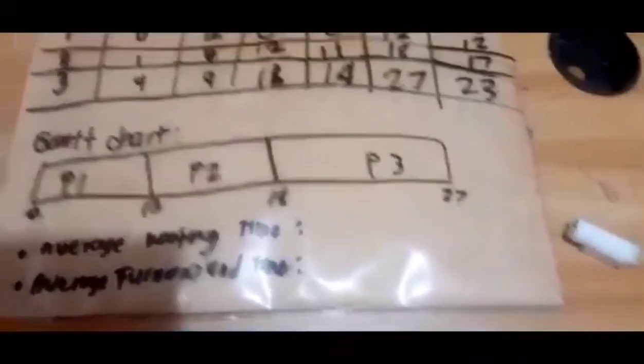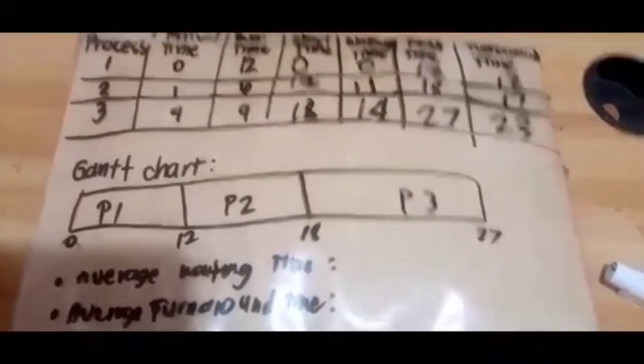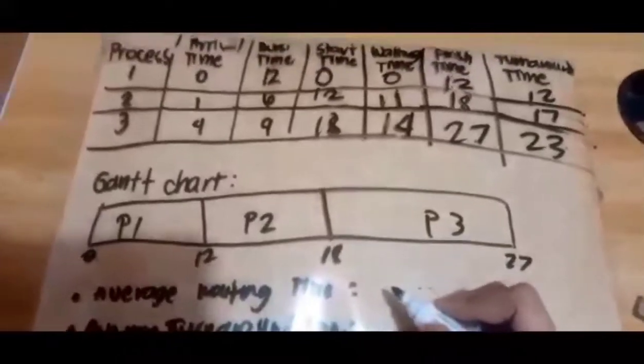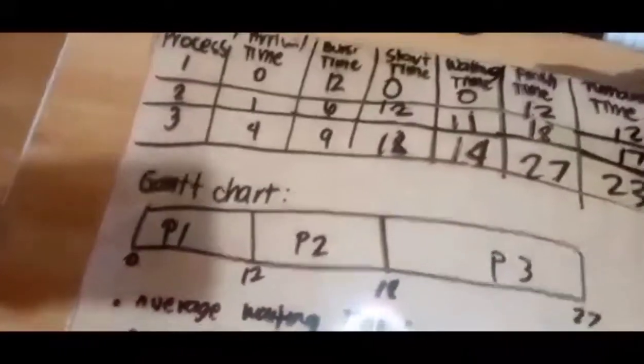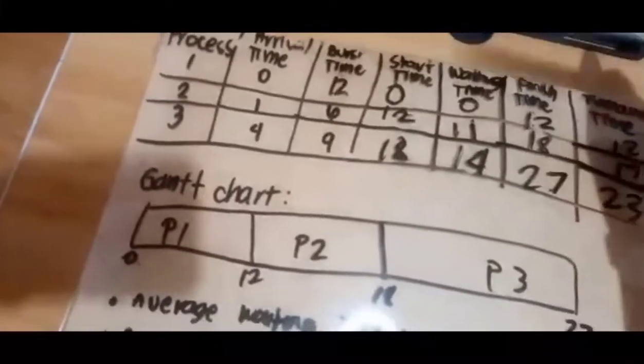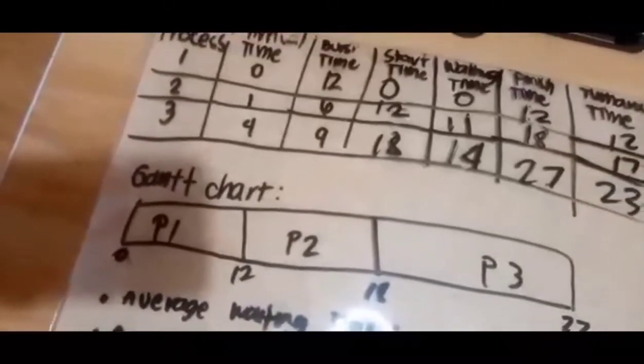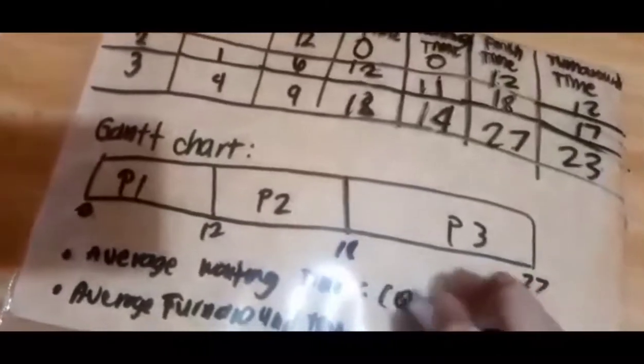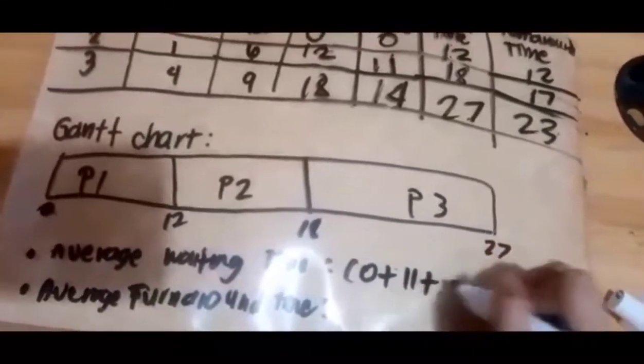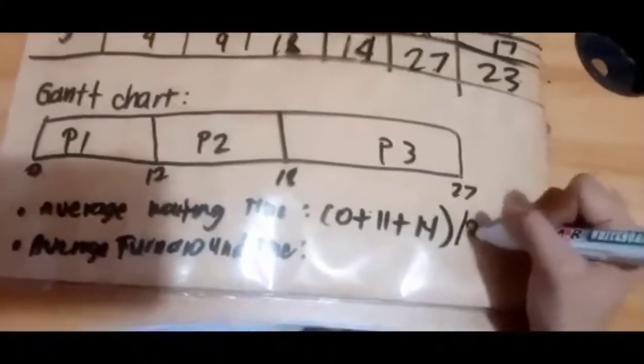All we need to do is get the average waiting time. In order to get the average waiting time, we need to add all the times in the waiting time column, which is 0 plus 11 plus 14, and divide it by the number of processes, which is 3. The answer will be 8.33.